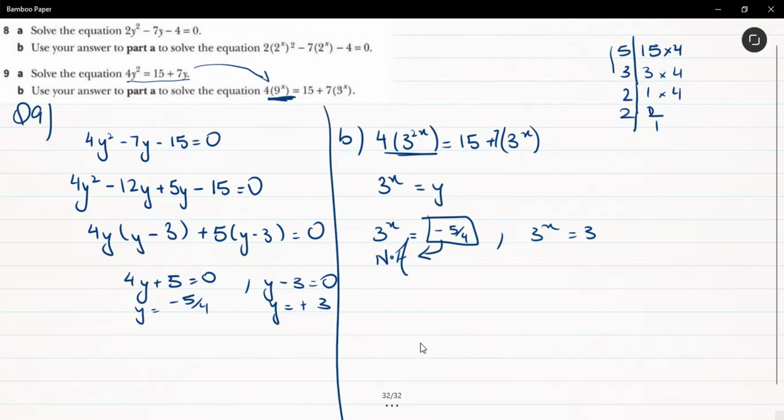And as for the second part, it's very simple. Anything raised to power 1 is equal to the same value. So we are going to say x is equal to 1. And that's it. This is really basic. This is question number 9 done for us. Proceeding on to question number 10.